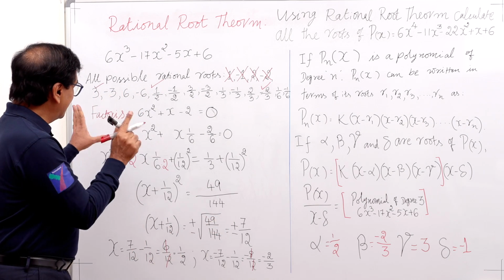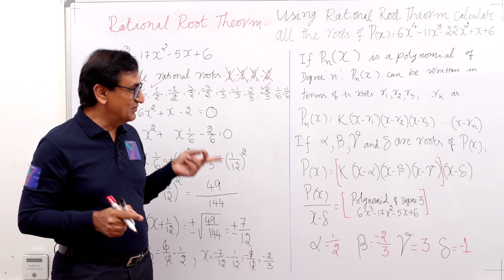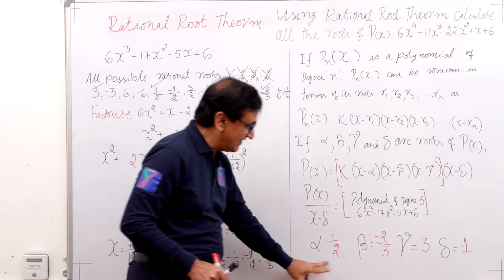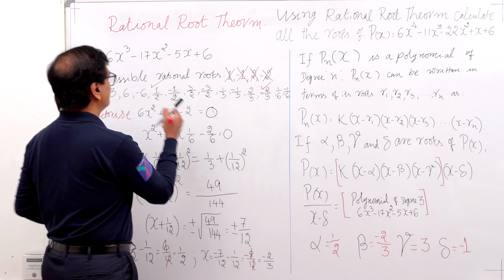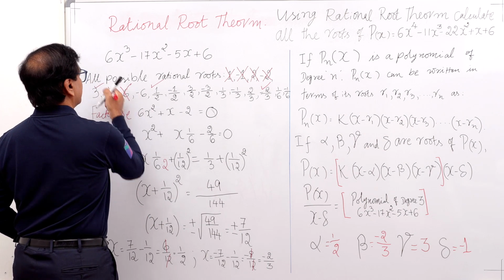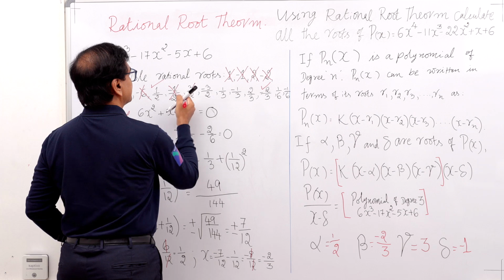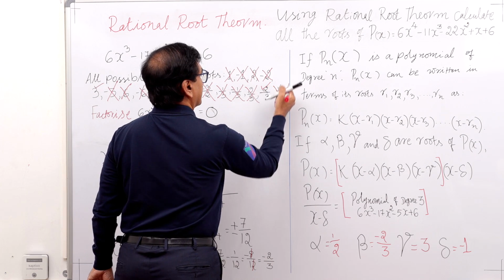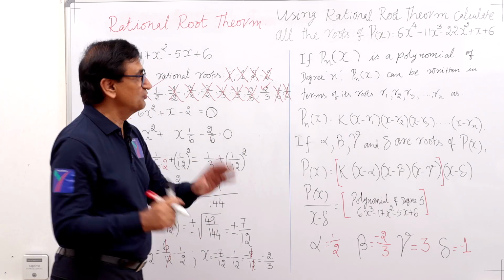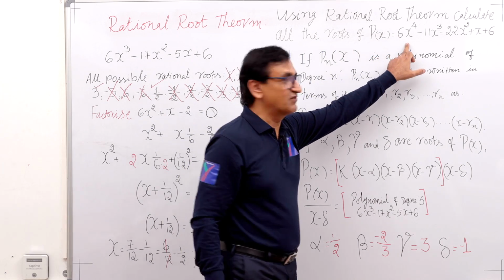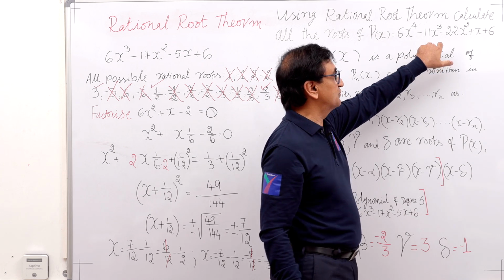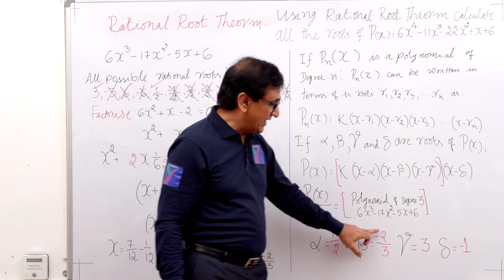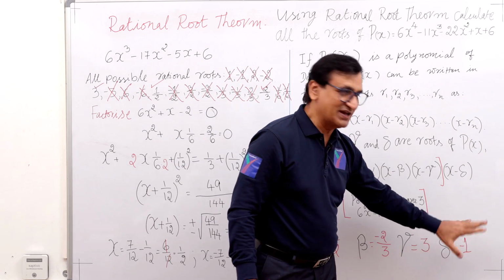Now, do I need to check the other numbers? Not necessary, because fourth degree polynomial should have only 4 roots and they have all the 4 roots. So I don't need to check other numbers. So these are all not the roots of our polynomial. So the 4 roots of our polynomial, 6x power 4 minus 11x cube minus 22x square plus x plus 6 are 1/2, minus 2 by 3, 3 and minus 1.